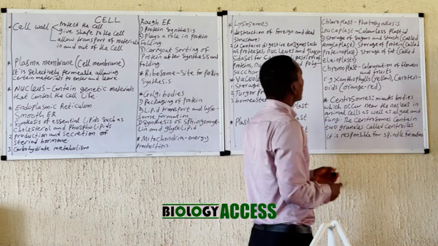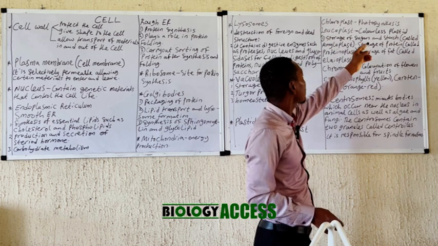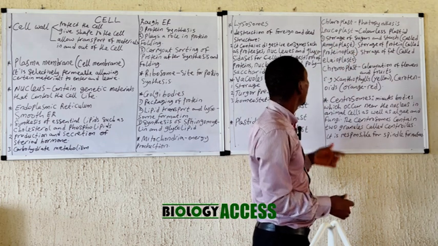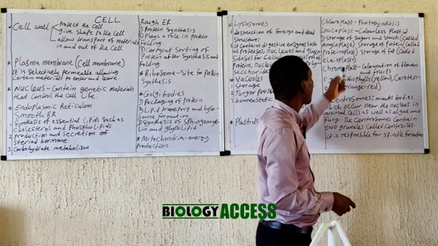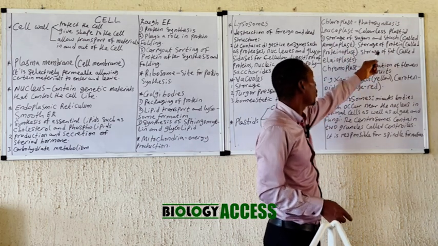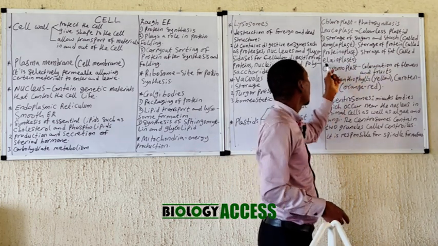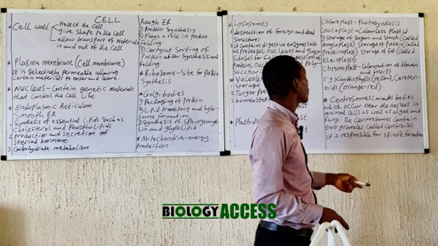So their function, as we know: chloroplast, photosynthesis; leucoplast, colorless plastid. The function is highlighted as storage of sugar and starch. You can see the name there. Storage of protein, proteinoplast; storage of fat, elaioplast. So the various functions are stated there.